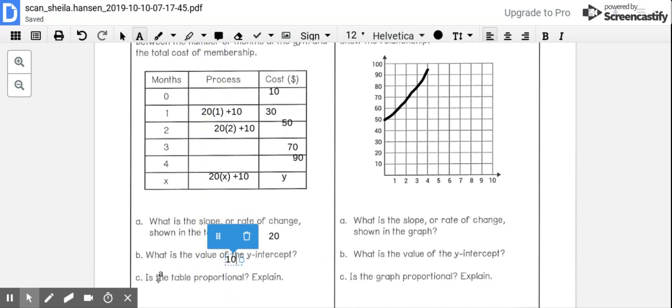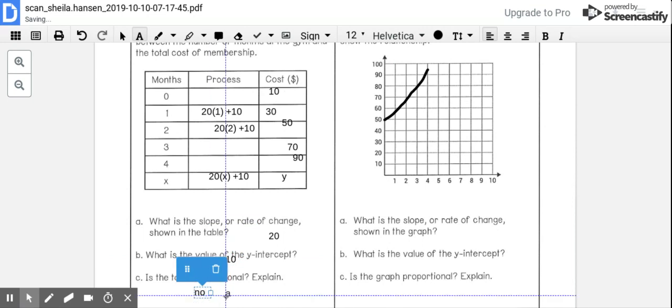And so is the table proportional? No, it's not. And you can say a couple reasons why. First, you can say that if you would do 10 divided by 0 and 30 divided by 1 and 50 divided by 2, none of those end up being the same. So there's no constant. Also you can just say because there's that extra $10 fee. But on the table, you have to look for that constant.